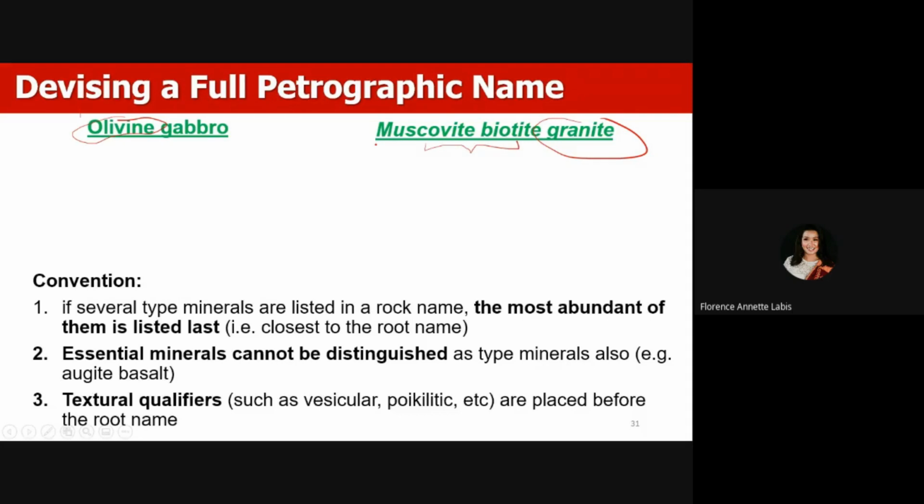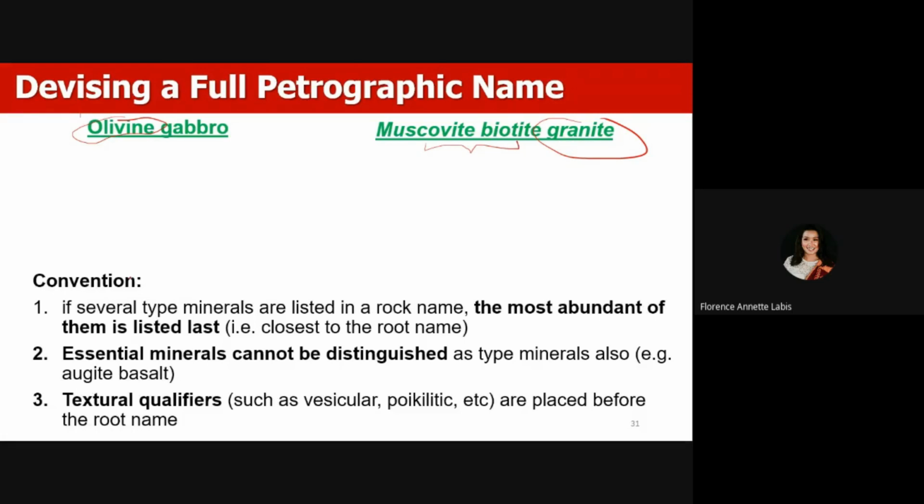Now for the convention, if we focus on the muscovite biotite granite: number one, if several type minerals are listed in a rock name, the most abundant of them is listed last. That means it is closest to the root name. By using the convention, we now have an idea that biotite is more abundant than muscovite in the granite sample, since biotite is closest to the root name, which is granite.